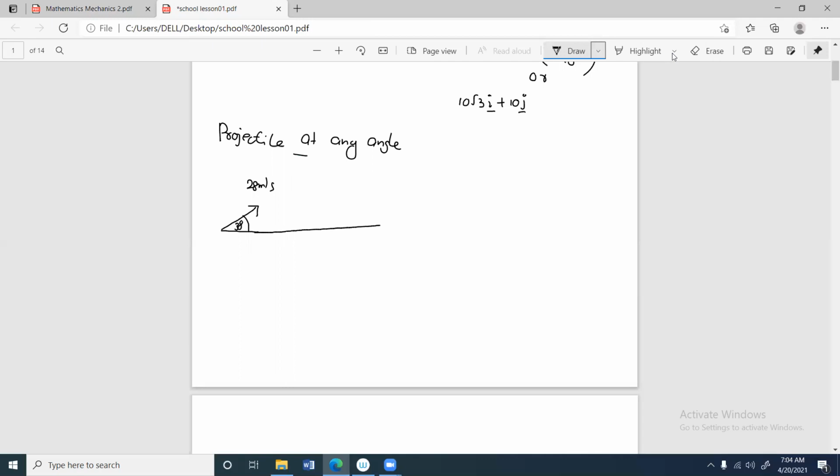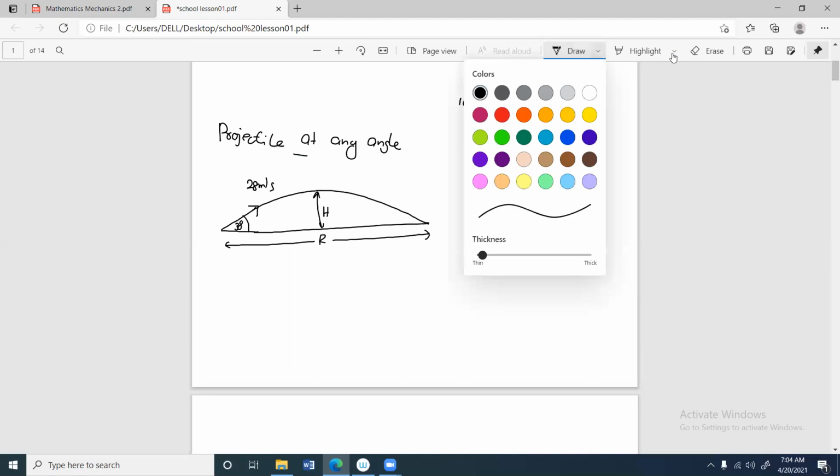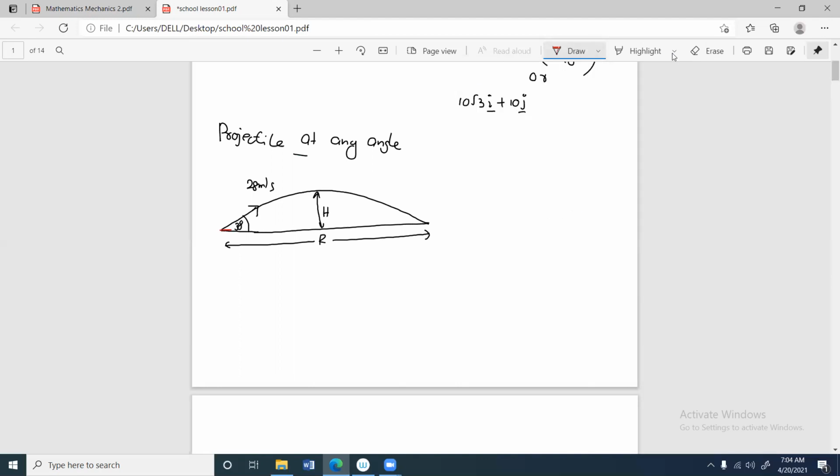Now you can realize that this follows a parabolic path. This is the horizontal range they are referring to, and they ask about the maximum height, which is this bit. This velocity you can write as two components, a horizontal component and a vertical component: 28 cos 30 and 28 sin 30, right?